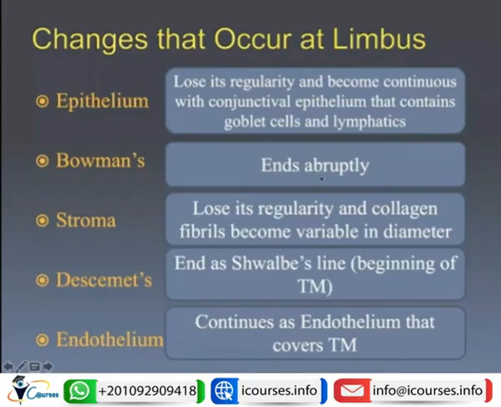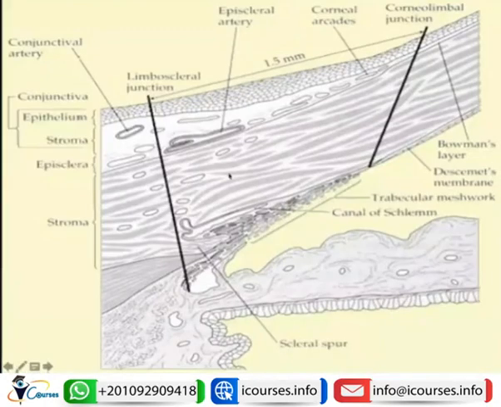Bowman's ends abruptly, as we said. The stroma will lose its regularity and the collagen fibrils become variable in diameter. Descemet's membrane again will end abruptly and start as Schwalbe's line. So remember that Descemet's membrane ends in the corneal limbus and starts as Schwalbe's line, which will mark the beginning of the trabecular meshwork. Endothelium will be continuous as the endothelium that covers the trabecular meshwork.